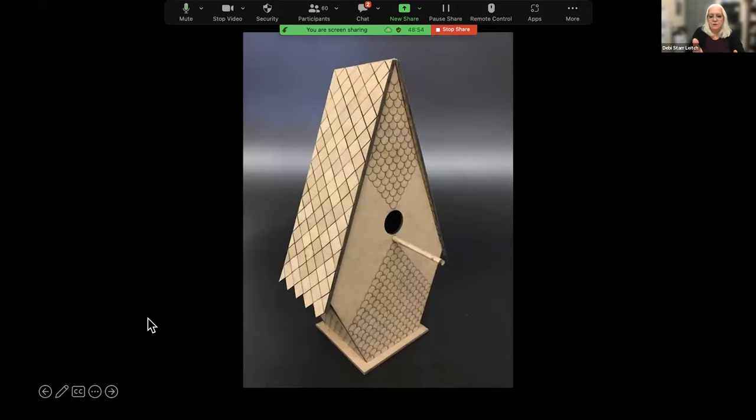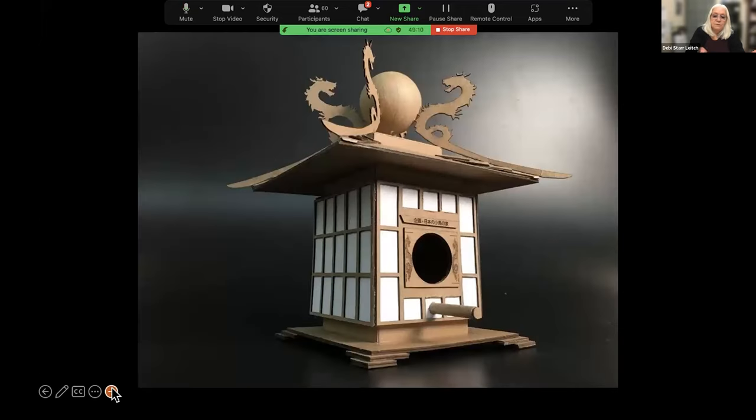So this is just an example of representational. It has texture, it has line, it has shape, it has volume. Those kinds of things we're looking for with three-dimensional work as well. That would be considered their representational. This one also is a representational.